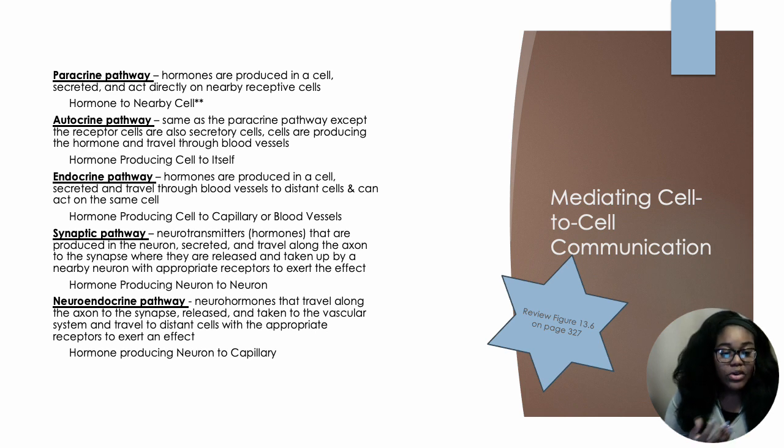And then we have the neuroendocrine pathway, where neurohormones travel along the axon to the synapses, but they go to the capillaries, and then they go to a distant cell to act on them. So this is a hormone from a neuron acting on an actual capillary. So again, we have these various methodologies for the cells to communicate with each other, and we do see overlap and passage with these different types of pathways.